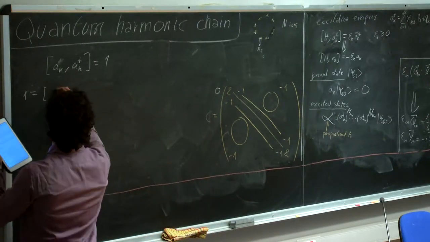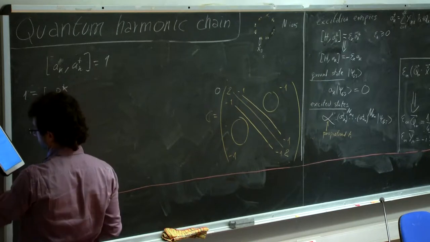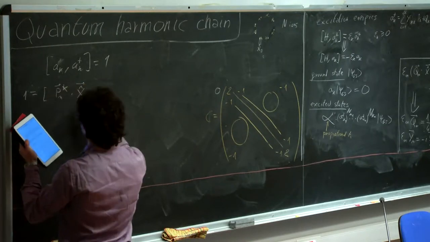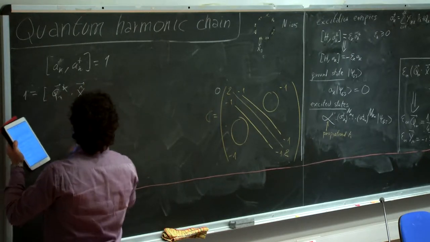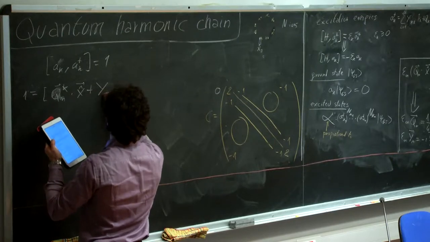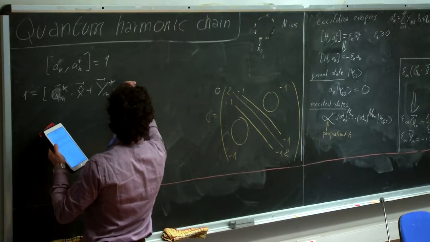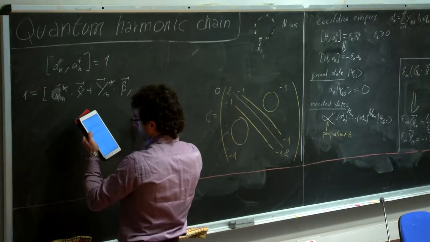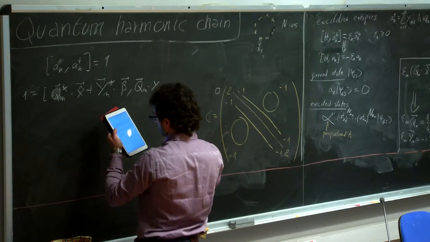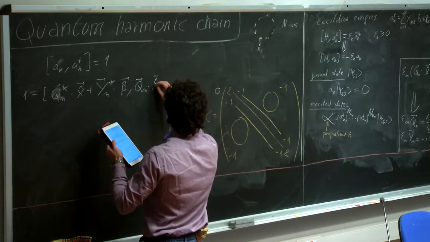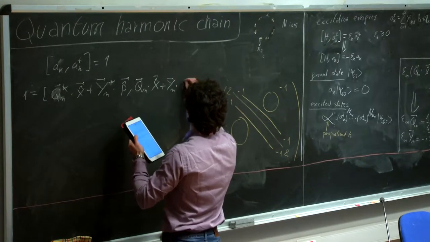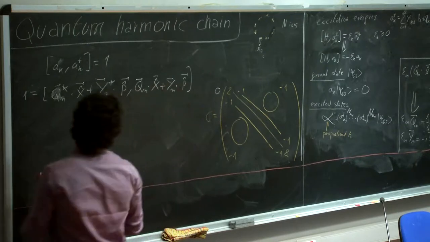So you have that 1 should be equal to p_n star scalar x. Oh, there is no p, sorry. This is called q. Okay, q_n. Then I have plus y_n star scalar p. Commutator with q_n scalar x plus y_n scalar p should be equal to 1.